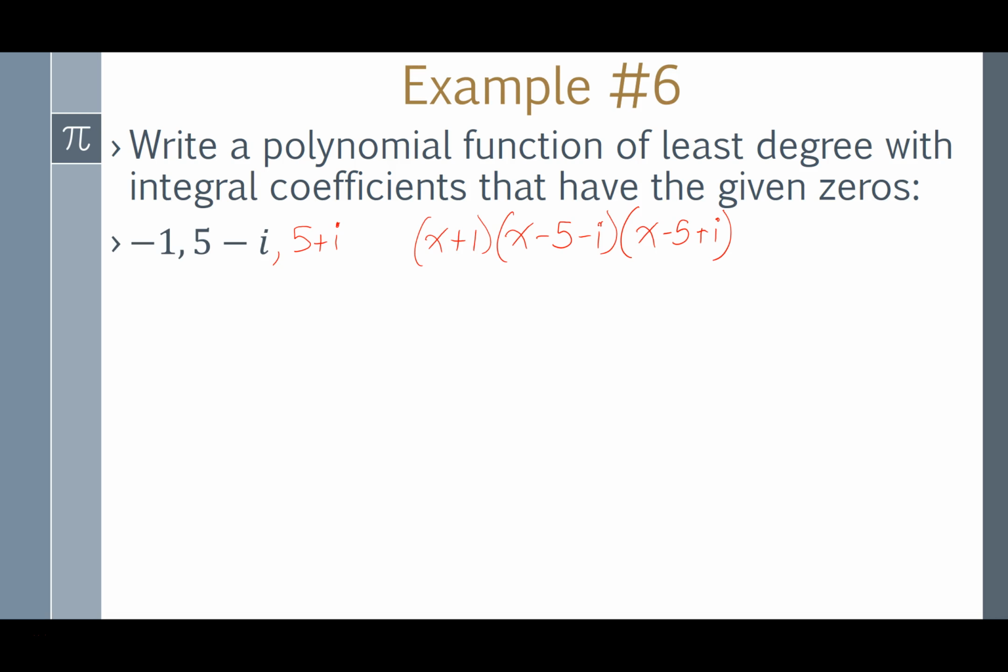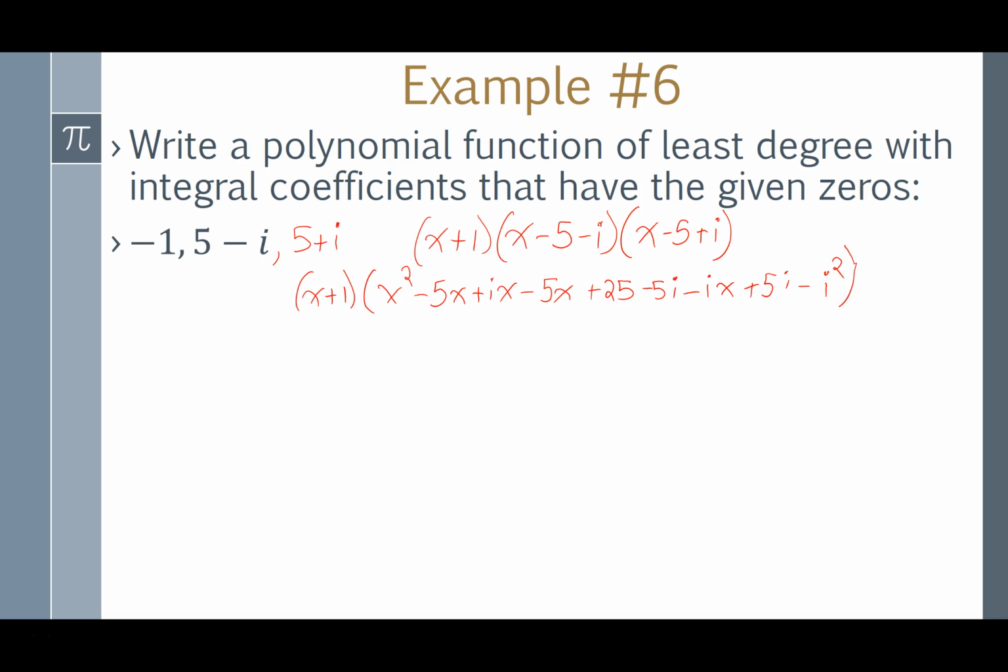Now, as far as FOILing goes, you should always FOIL the imaginary factors first, because you should find the imaginary parts cancel out. If they don't, then look back at how you wrote it, look back at how you FOILed it, something went wrong. So again, we have x plus 1 in the first spot, and then as we FOIL the x minus 5 minus i and x minus 5 plus i, we're going to get x squared minus 5x plus ix minus 5x plus 25 minus 5i minus ix plus 5i minus i squared.